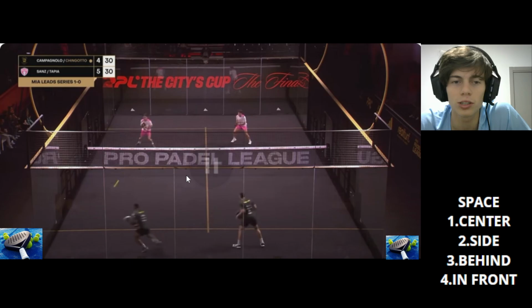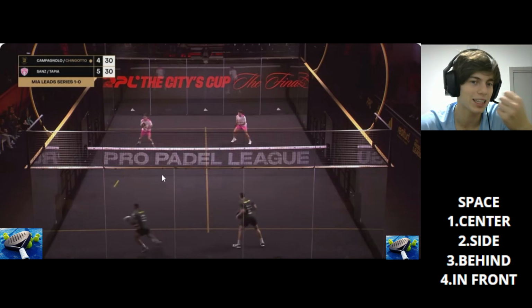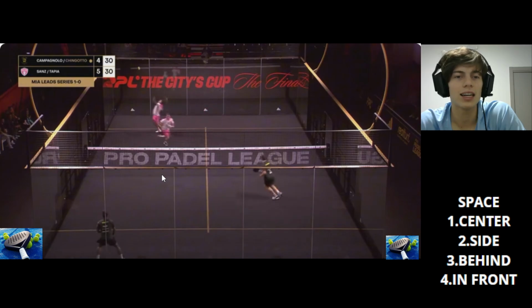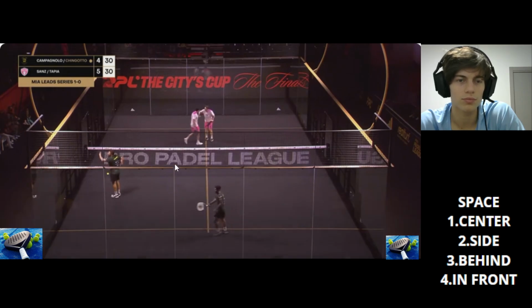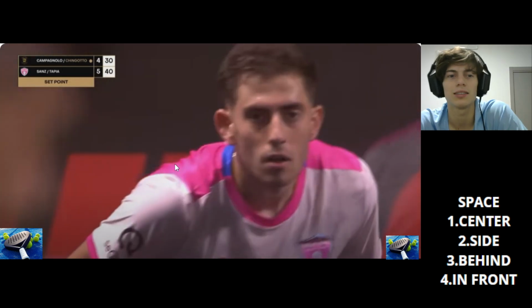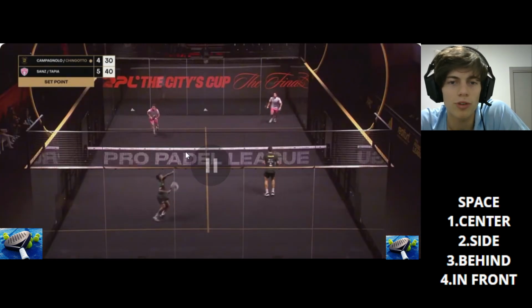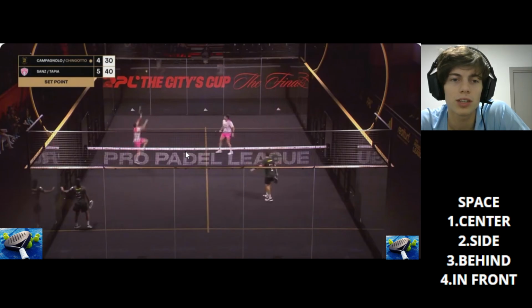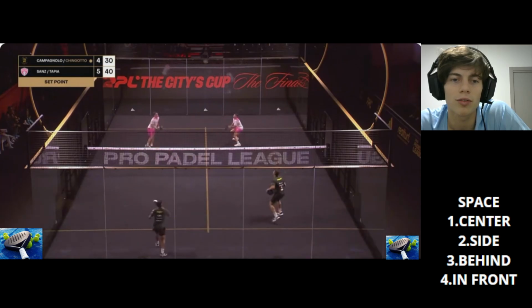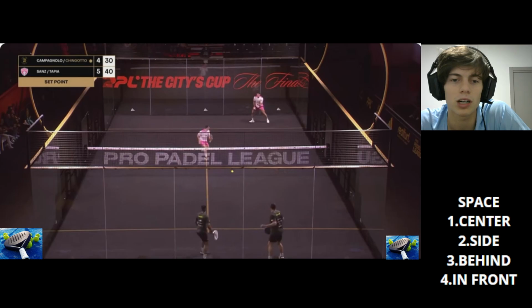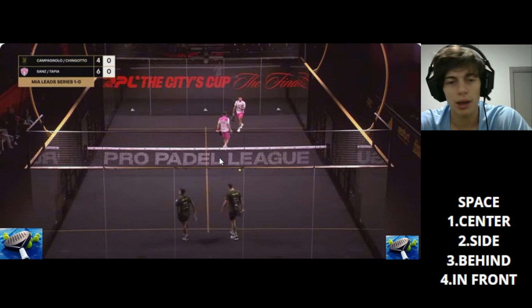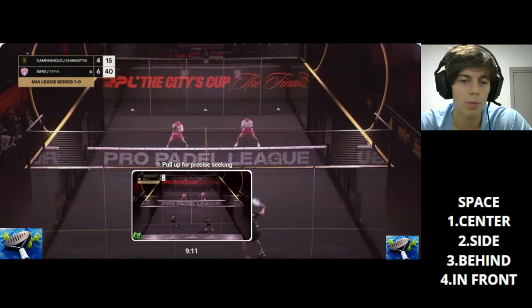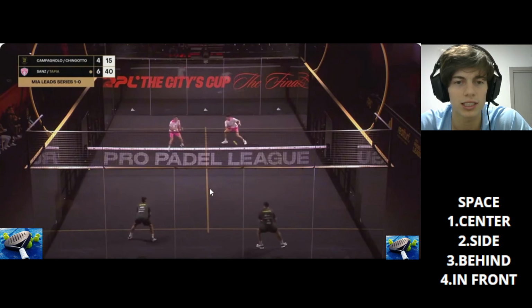And you can see they both go there. And now space is open on the side. Sanz goes there. It's a horrible smash from Tapia. And yeah, now it's set point. So now it's a lob, and you can see Chingotto going for the smash. I wanted to see if there was some example of space in front. Tapia goes for a smash. It's a winner.